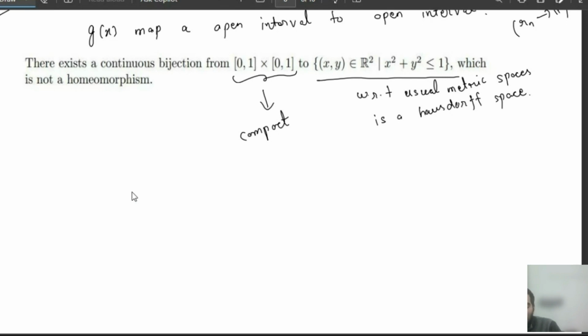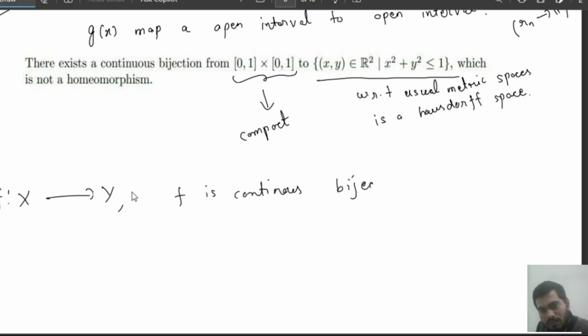It is a standard theorem in topology. So let me do it. What happens if you have a map which is continuous and bijective? If f is continuous and bijective and we want it to be a homeomorphism, what is left to do? The inverse is continuous. We need to show the inverse is continuous. X is compact and Y is Hausdorff.